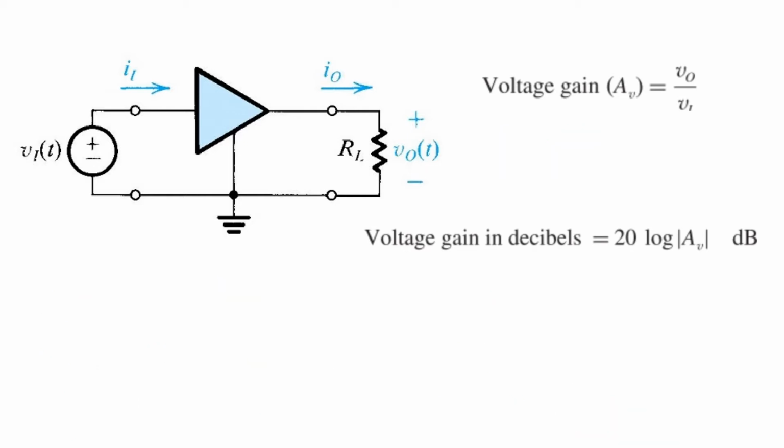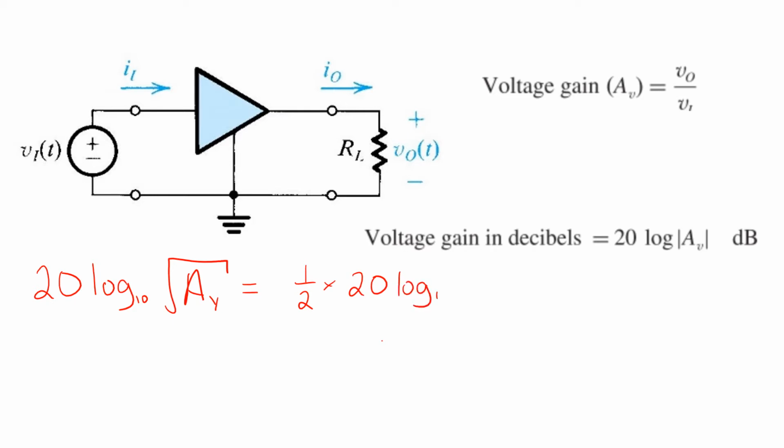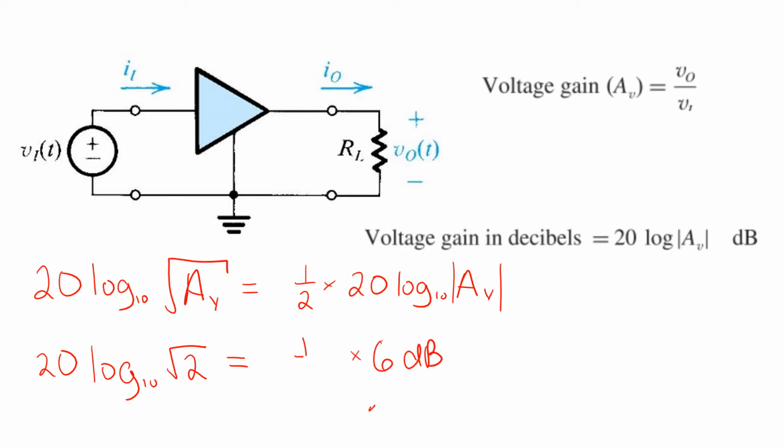Another handy fact to keep in mind is that if you take the square root of a voltage gain, that's like cutting the number of dB gain in half. So for example, if we have an amplifier with a voltage gain of root 2 volts per volt, well, we know that an amplifier with a gain of 2 has 6 dB of gain, and so an amplifier with a voltage gain of root 2 has 3 dB gain.